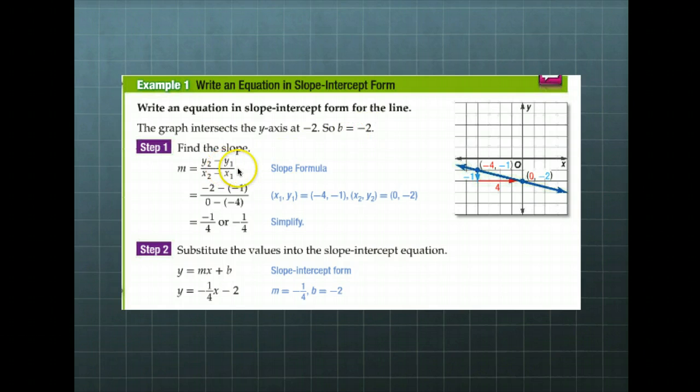Well, we have to find the slope. We need the slope and the y-intercept. So we've got points (-4, -1) and (0, -2). So we're going to find the slope of that line. So we've done that before in the previous lesson. So instead of m, we can put the -1/4, and we're told that it crosses the y-axis at -2, so there is our -2. So that's how we can write the equation of that line.